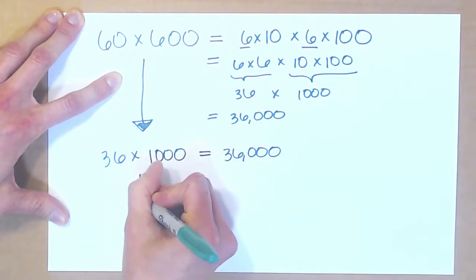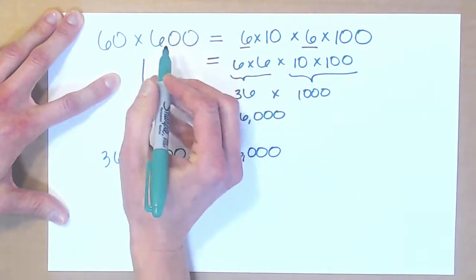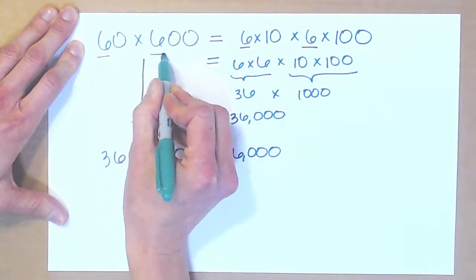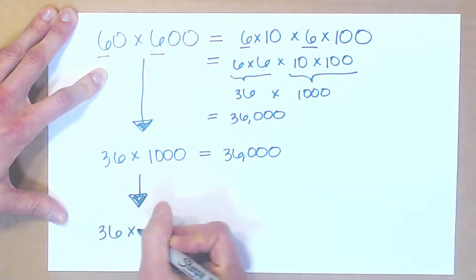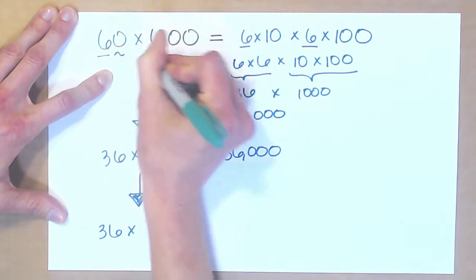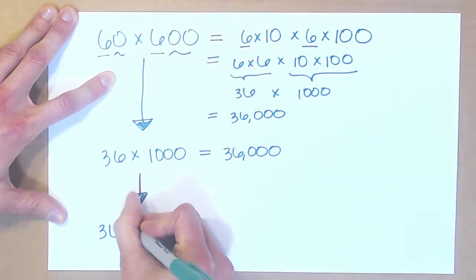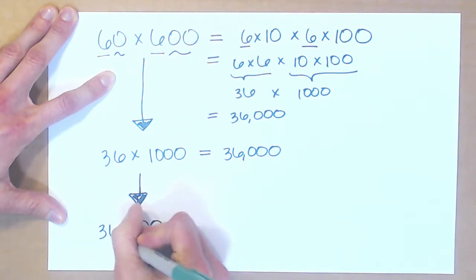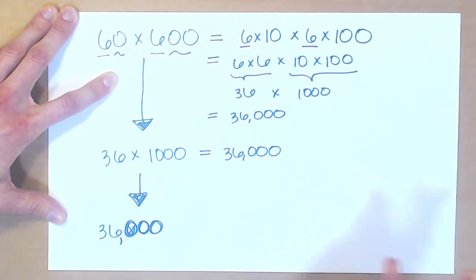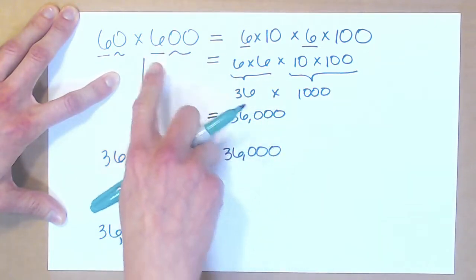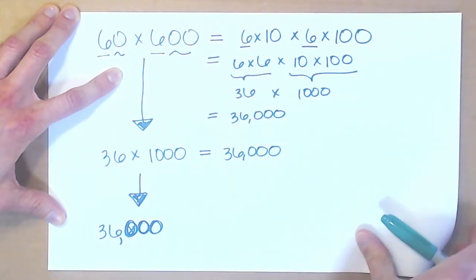And finally, you can even take another shortcut, and you can think about it as taking your leading digits, 6 times 6, multiplying those, and then counting the trailing zeros. So we have 3 trailing zeros, so we're just going to add on 3 trailing zeros, and we get 36,000. And so that's the same as multiplying by 1,000, because when you multiply by 1,000, you add 3 zeros to your answer.